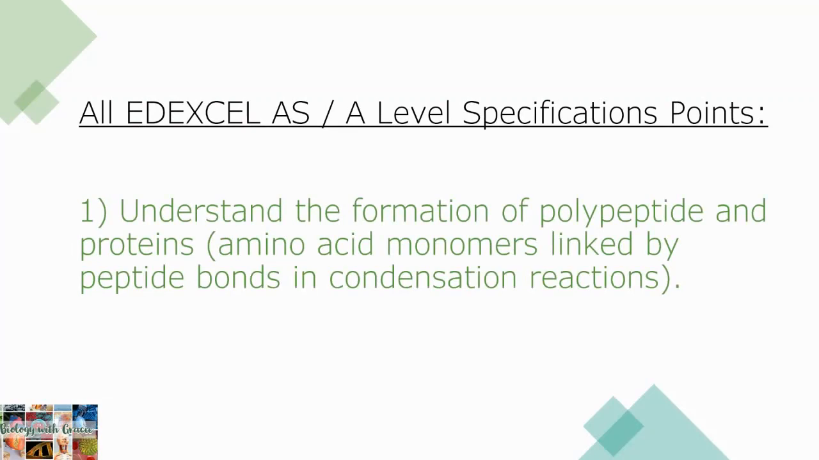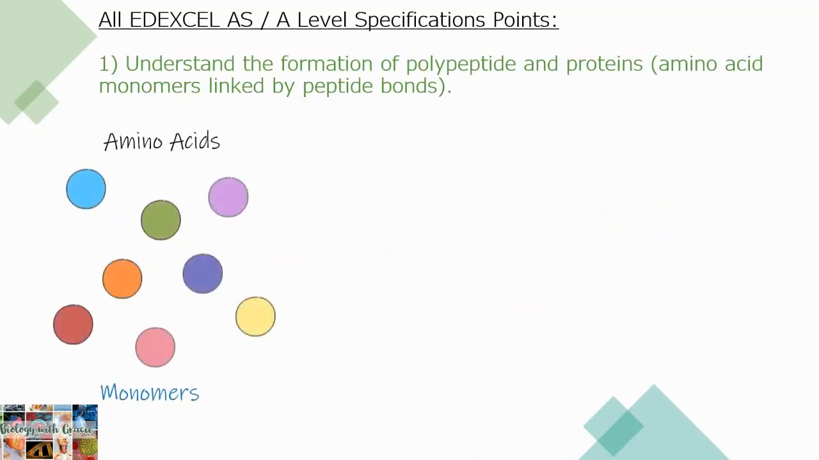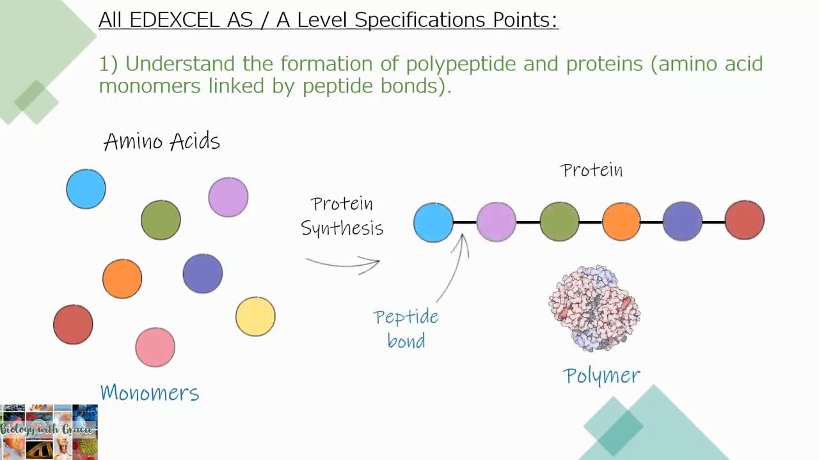So this is to understand the formation of polypeptide and proteins, amino acid monomers linked by peptide bonds in condensation reactions. So here we have our amino acid monomers, and protein synthesis takes place, and then these amino acids are joined by peptide bonds to form a polymer, which is the protein.